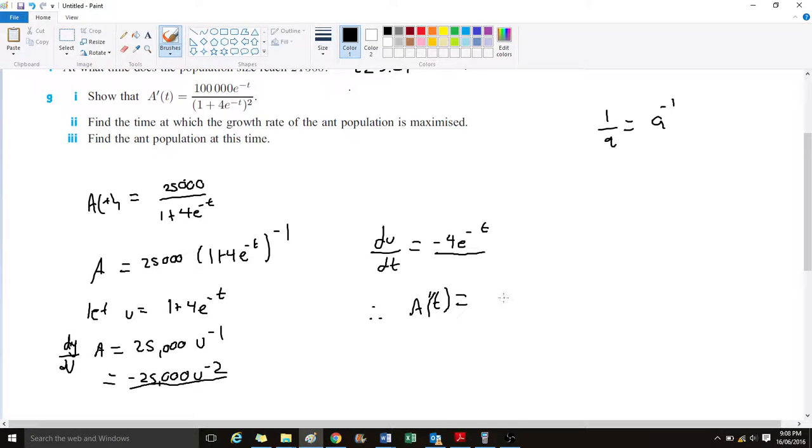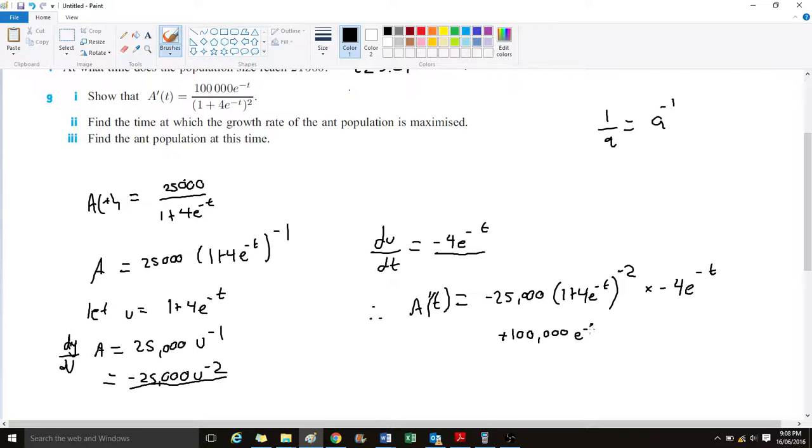So this is equal to minus 25,000 times u. Now u is 1 plus 4e to the minus t, and that's to the power of minus 2. And then we're timesing that by minus 4e to the power of minus t. So we can do some clever manipulation here. Firstly, let's just multiply these numbers. Minus 4 times minus 25,000 is, sorry, positive 100,000. And let's leave this e to the minus t here.